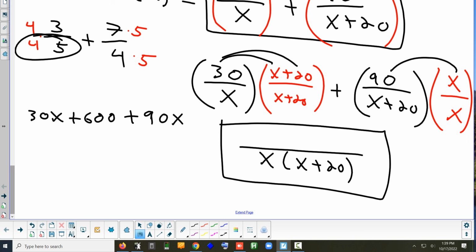How much? 120x plus 600. Then you combine it together. And that's another way we can write the answer. It just combines it all together. Any questions on that?